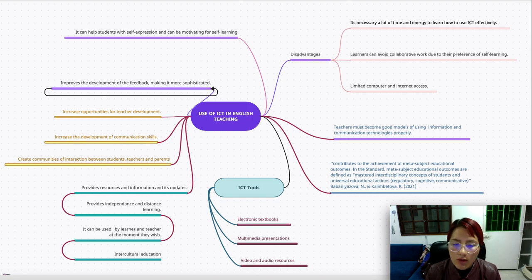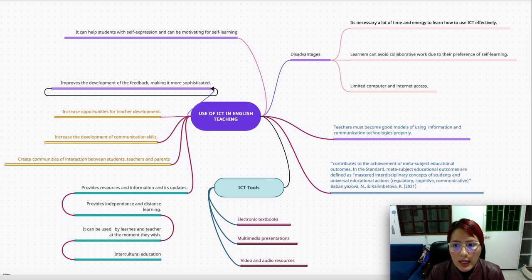Learners can avoid collaborative work due to their preference for self-learning. Yes, it can influence students to take self-learning too far and start avoiding social interaction. And we have the most common one: limited computer and internet access. Yes, some schools don't have computers or even internet. So it's very important to try to verify this kind of disadvantage, what kind of schools are impacted by that.